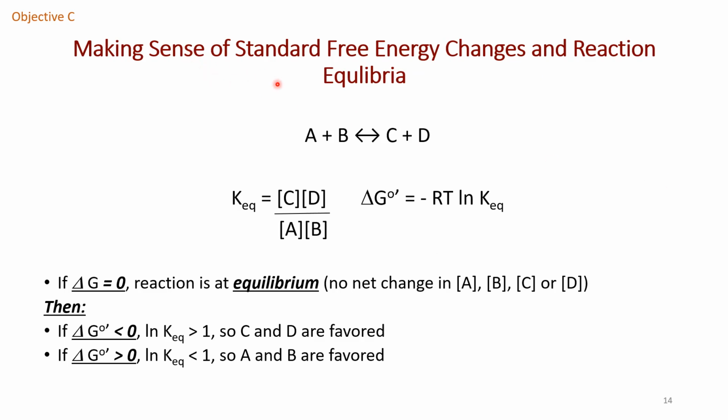Okay, so let's take this one step farther. A plus B goes to C plus D. Here's your equilibrium constant. There's the C and D. What's on the right is on top. A and B on the left is on the bottom. And this is our relationship.